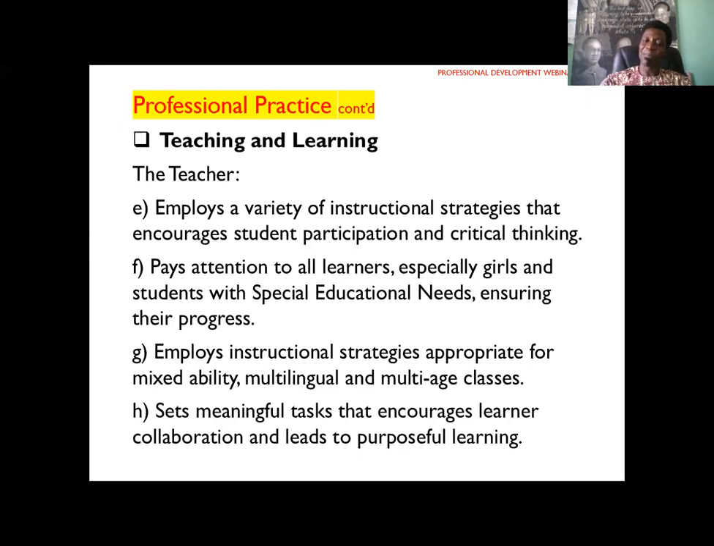The teacher also sets meaningful tasks that encourage learner collaboration and lead to purposeful learning. So you need to engage them in group work so that they will collaborate to create things. And I think it's very helpful.